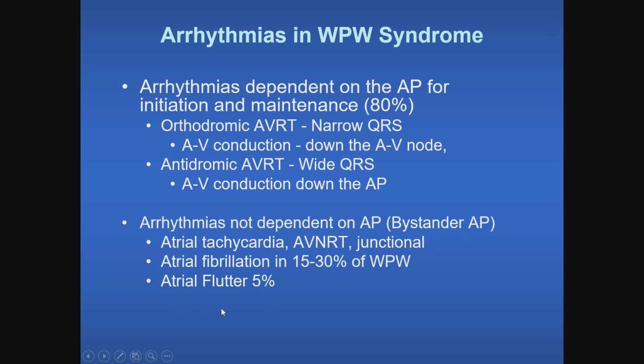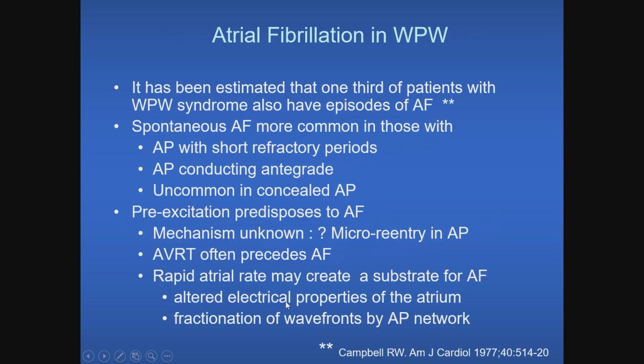And then we see atrial flutter in about 5%. It has been estimated that 1/3 of patients with Wolff-Parkinson-White also have episodes of atrial fibrillation, as we just mentioned. Spontaneous atrial fibrillation is more common in those with accessory pathways that can conduct very rapidly, so that means they have short refractory periods. Accessory pathways that conduct antegrade, and it's uncommon in patients that have a concealed accessory pathway.